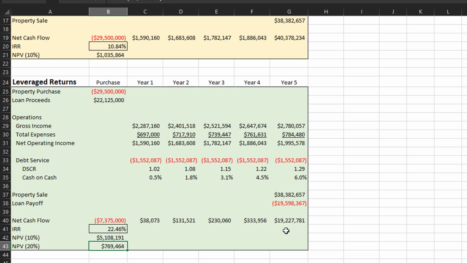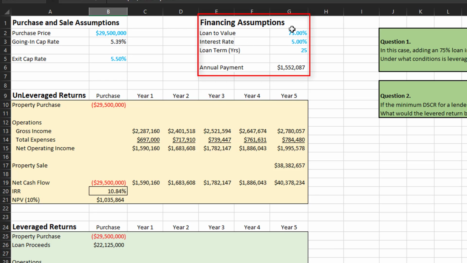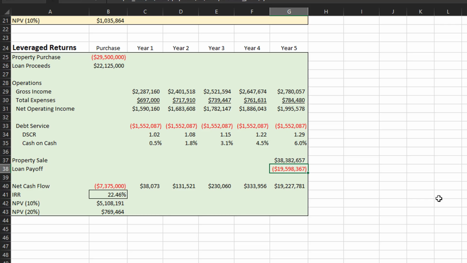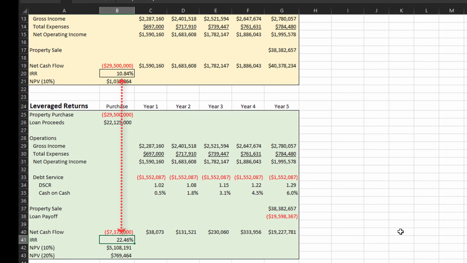So that is the baseline leveraged model. Again, just to recount what we've done here, we've used a 75% loan to value with a 5% interest rate, amortized over 25 years, and we've got to pay that off at the end of the 5th year. So we've amortized it down from 22 million to 19.5. We've paid roughly $2.5 million to $2.6 million towards the principal over those 5 years. And our returns are increased. Our leveraged IRR is 22.46. Our unlevered IRR was 10.84. And our NPV is still nice and positive even after the increased risk. So everything is looking good.